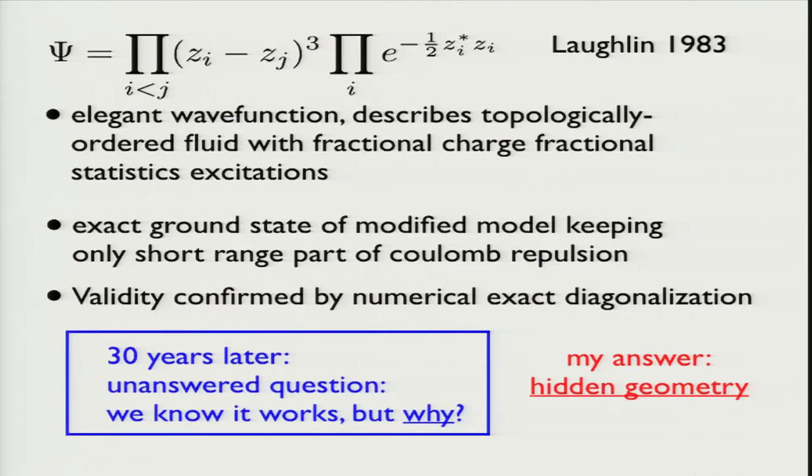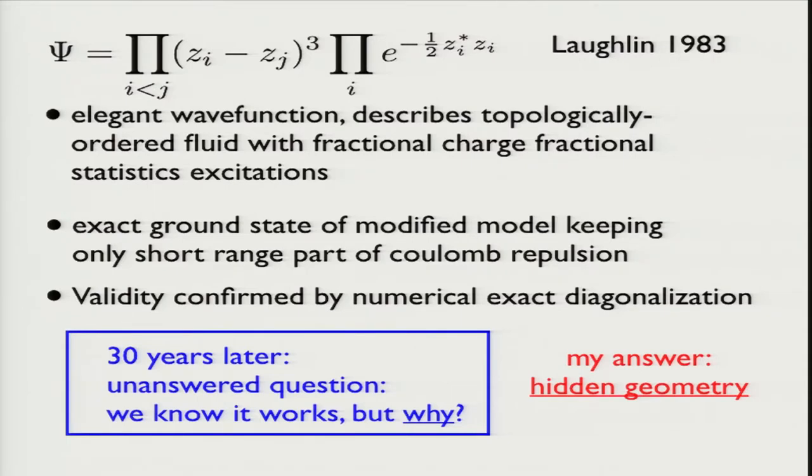Okay. So as I say, there's a Laughlin state. It's extremely elegant. It looks like something out of one's complex analysis class. It describes a topologically ordered fluid with fractional charge and fractional statistics excitations. There are generalizations of this which have even more beautiful non-abelian type of structures in it. This is the simplest of the kind, but it's the inspiration for all the generalizations. And it's mathematically got a relation to conformal blocks and conformal field theories.